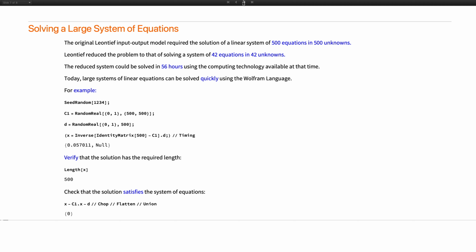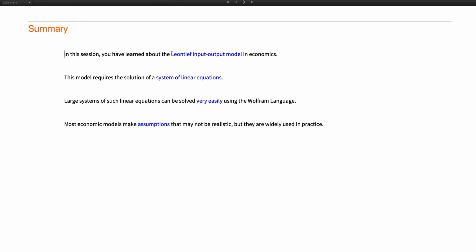And so that's the end of this session. The main point is that in this session, you have learned about the Leontief input-output model in economics. This model requires the solution of a system of linear equations that could be quite large in practice. The other point is that large systems of such linear equations can actually be solved very easily using the Wolfram language. As a very last remark, I'd just like to say that most economic models make assumptions that may not be realistic, but they're still used very much for comparison year to year, etc. They're very widely used and a common practice in the economics community. So I'll stop over here. Thank you very much.